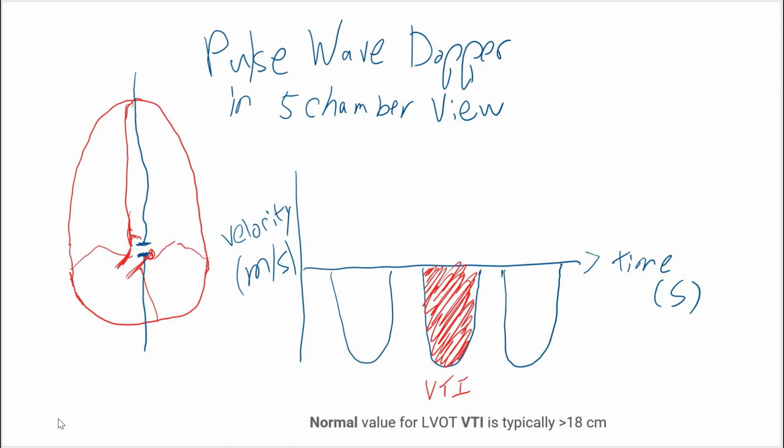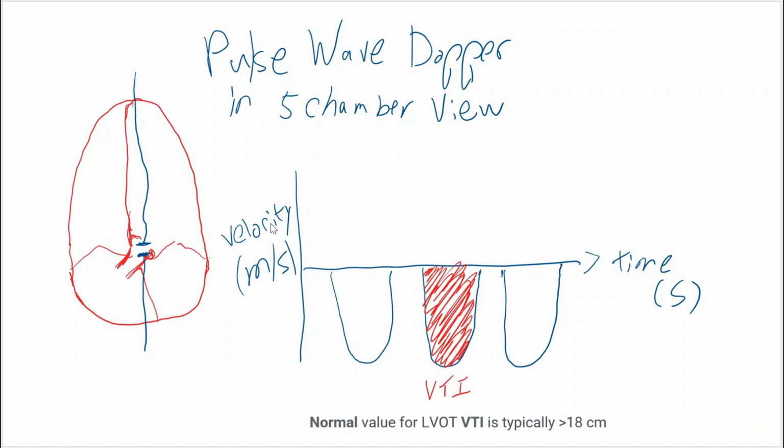To determine the VTI, you first have to get the chart in a 5-chamber view. So remember, this is RV, this is LV, this is right atrium, this is left atrium, and this is the LVOT. Then you press the pulse wave Doppler button on the ultrasound, and you get something looking like this. Then you move the gate of the pulse wave Doppler right before the aortic valve, in the area known as the left ventricular outflow tract. Then you'll get something looking like this on the screen.